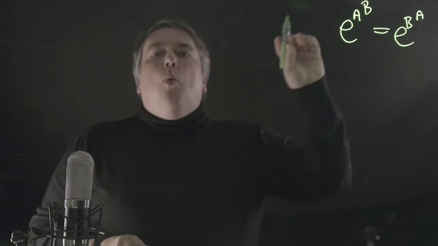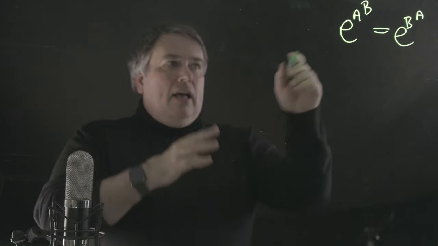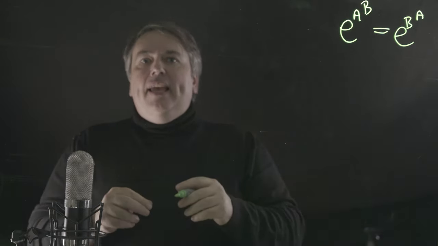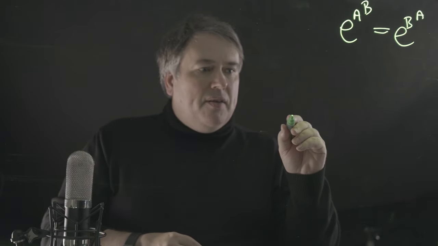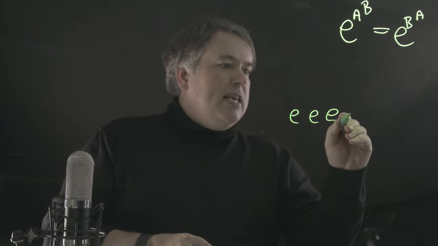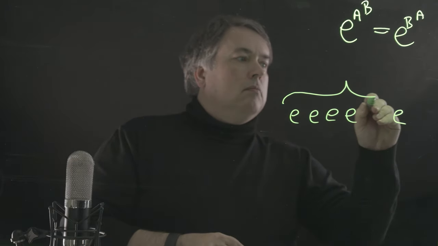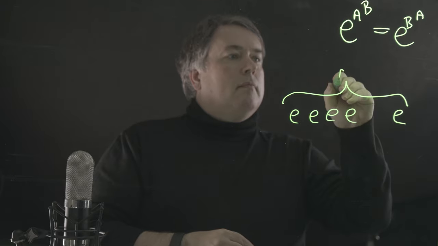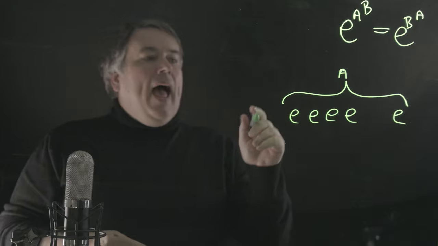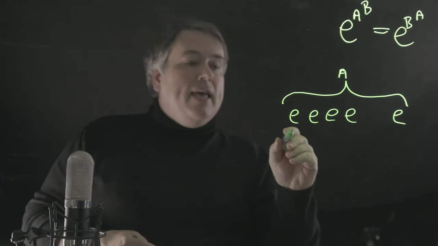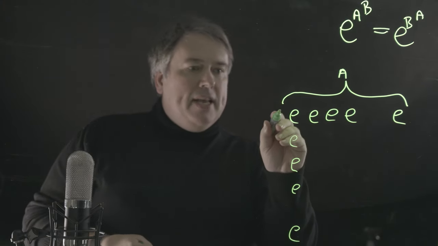Okay, so what does this mean? Well, an exponential means e to the power a means e times e times e times e, a times. So we have e times e times e times e. And e to the power b is e times e times e times e, b times.